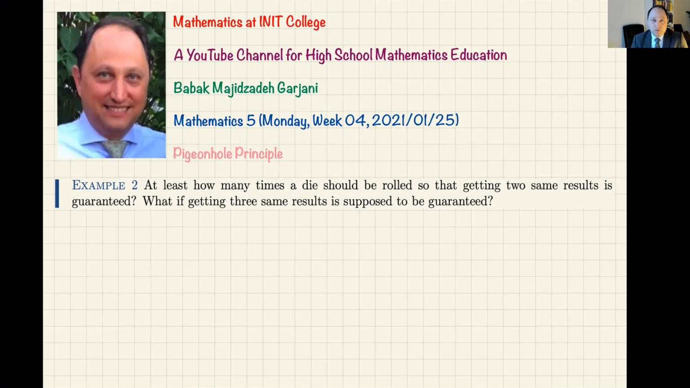Is that understandable? I don't want to spend so much time. If we have extra time, you can work on the problems yourself. But let me just write 7. So I think it's clear, yes? So the answer to the first part is 7. What if 3 same results is supposed to be guaranteed? Then what do you think?